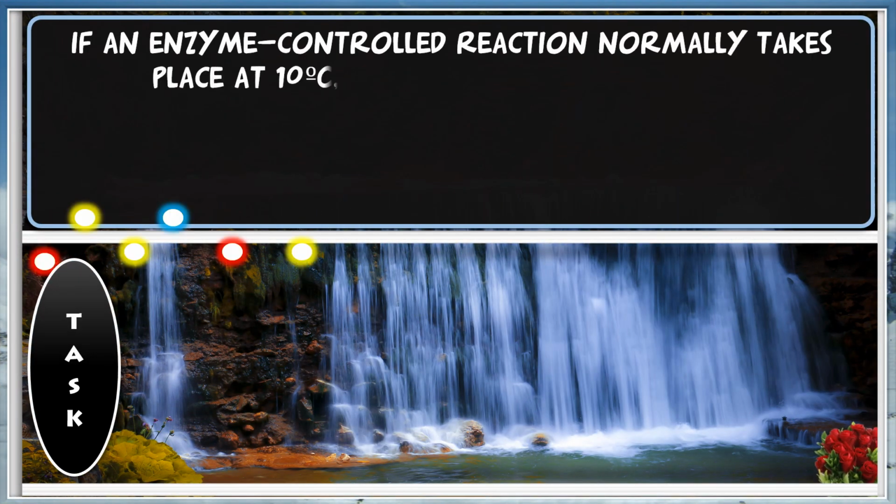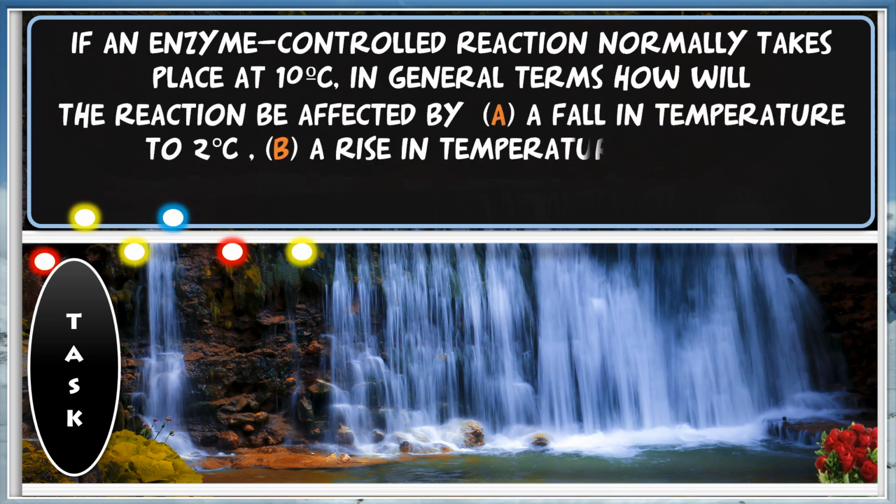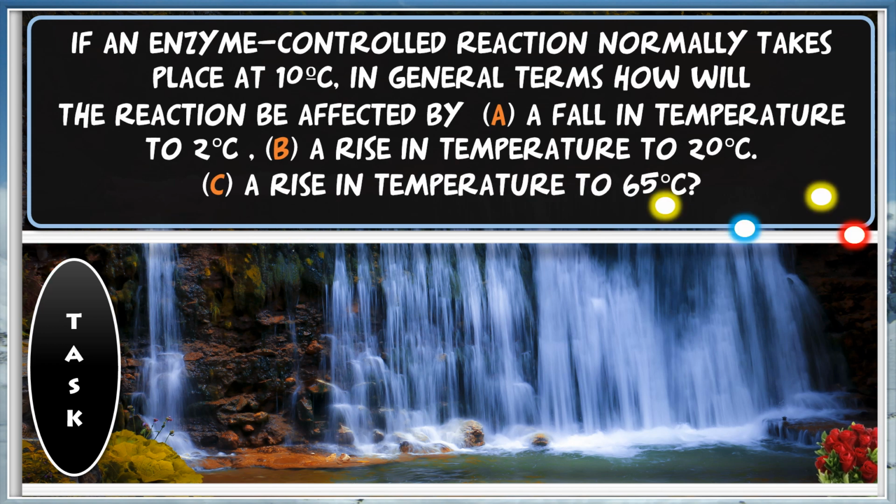If an enzyme-controlled reaction normally takes place at 10 degrees Celsius, in general terms, how will the reaction be affected by A, a fall in temperature to 2 degrees Celsius, B, a rise in temperature to 20 degrees Celsius, C, a rise in temperature to 65 degrees Celsius.